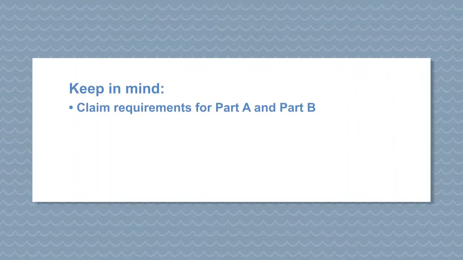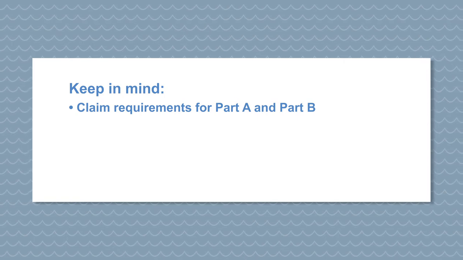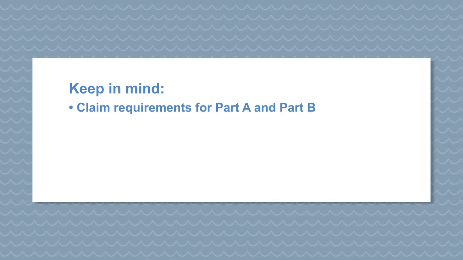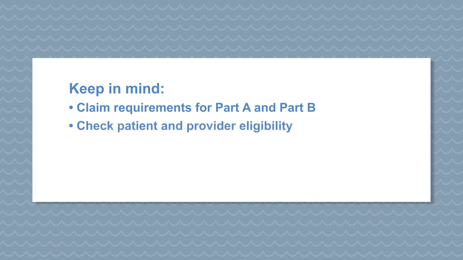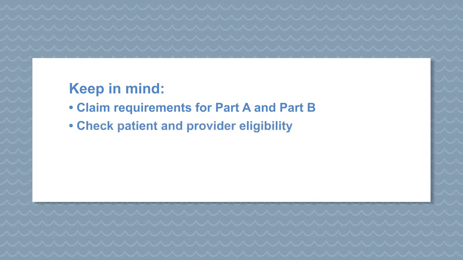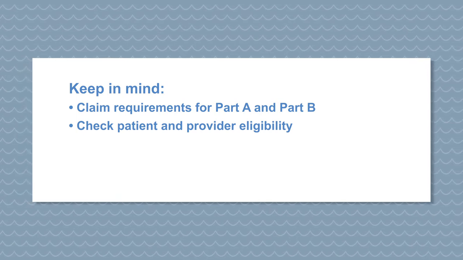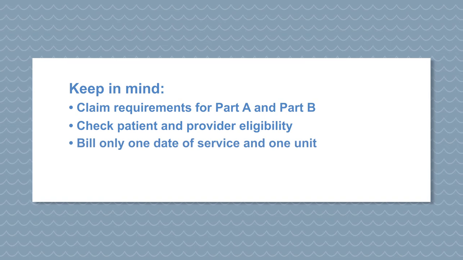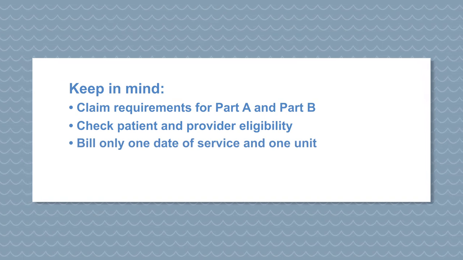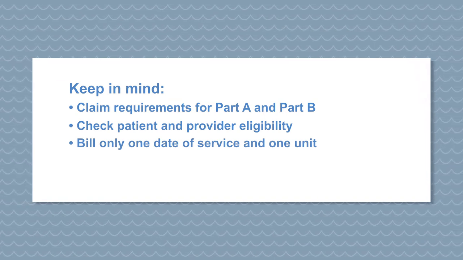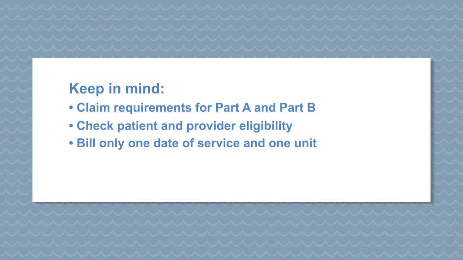Okay, so you learned the basics of billing for OTP services and the claim submission errors to avoid. Let's review those key takeaways. Claim requirements are different for Part A and Part B. You must determine who you are billing to know what elements to include on your claim. Check the patient and provider eligibility before submitting claims. This will ensure you submit your claim to the appropriate insurer for the date of service. And last, bill only one date of service and one unit for the bundle code, since the code represents the entire week of services that have been provided to that patient.